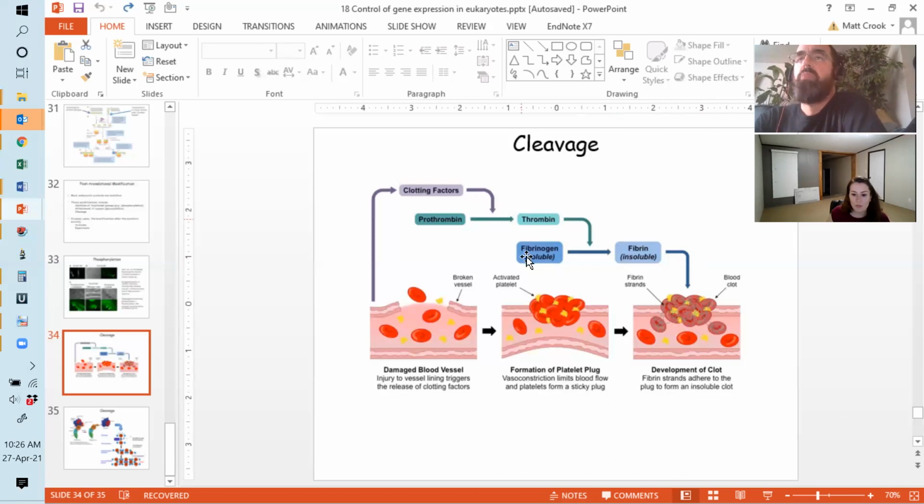And so this multi-step process is actually quite common where you want to have very tight control of a particular process, right? So multiple events must happen for this to work. And also this is a way of expanding the response so it happens very quickly, right? This is a cascade of events.